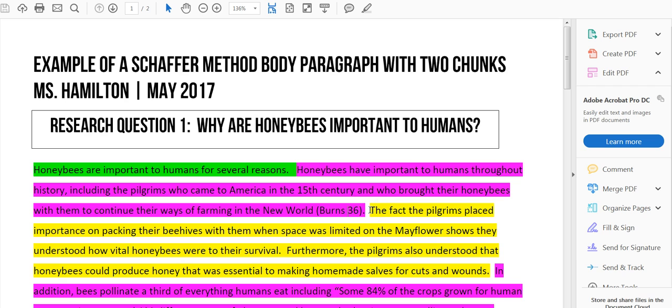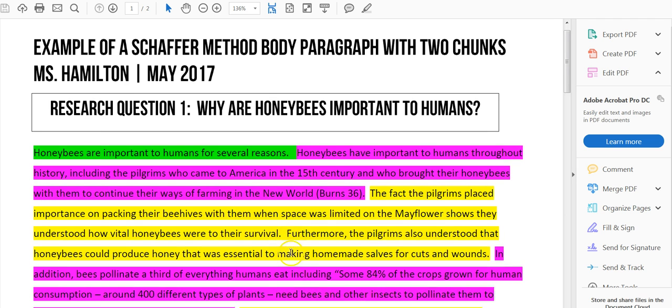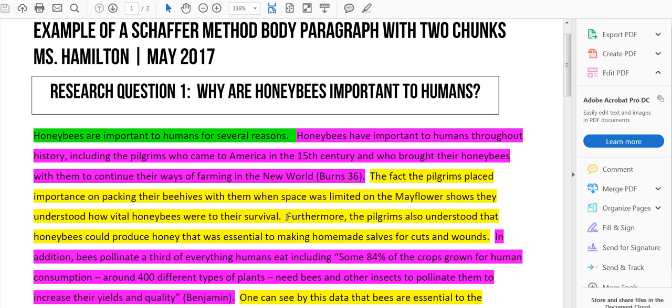Here's what I have written. They are highlighted in yellow, these commentary sentences. The fact that the Pilgrims placed importance on packing their beehives with them when space was limited on the Mayflower shows they understood how vital honeybees were to their survival. Furthermore, the Pilgrims also understood that honeybees could produce honey that was essential to making homemade salves for cuts and wounds. This is where I have interpreted the information and done my own analysis of how it relates back to my research question.